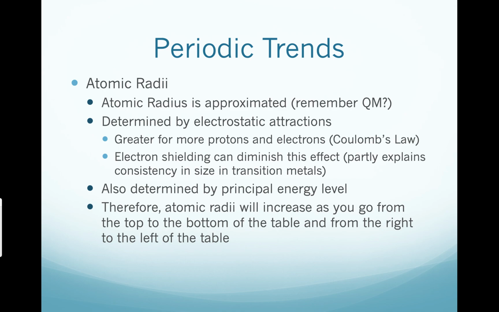All right. So electrostatic attraction, Coulomb's law, is that the attraction is greater for more protons and more electrons, all right? And electron shielding can diminish this effect, which partly explains consistency in size in transition metals, all right? So this is also determined by the principal energy level, meaning as you move down, the larger it gets. Therefore, the atomic radii will increase as you go from the top to the bottom and from right to left, which means all of the others that we're going to talk about go from left to right and from bottom to top. They all get larger.